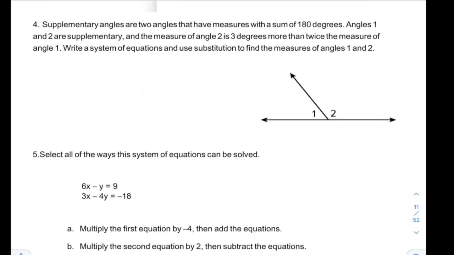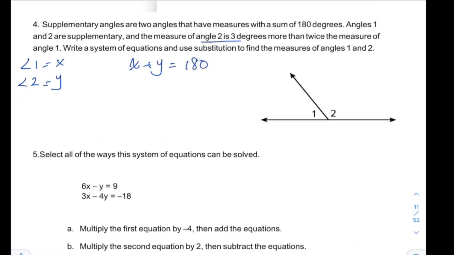Supplementary angles are two angles that have measures with a sum of 180. We should all know that. Angle 1 and angle 2 are supplementary. So we'll assume that angle 1 is x and angle 2 is y, let's say. So what will we say? They are supplementary, so x plus y is equal to 180 degrees.